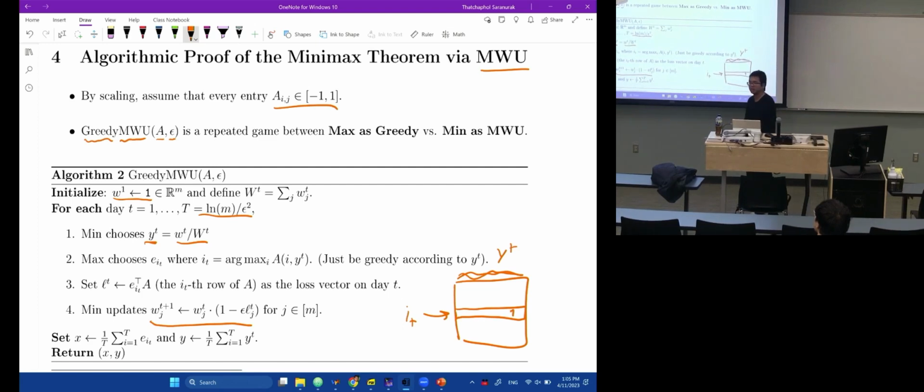Okay. And I claim that once they return, this is going to be basically the optimal strategy for both of them, and that will prove the Minimax Theorem. But before we go to that proof, is this algorithm clear? It's just an interaction between the greedy guy and the weight update guy. Just play with each other until the end, then average everything that they did so far and return the pair of strategies.